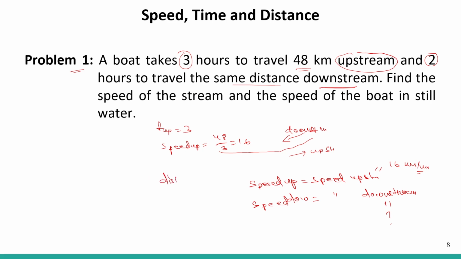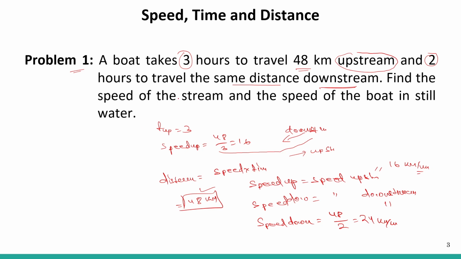The distance is equal to speed into time, that is 48 kilometers. To cover that same distance when coming downstream, speed down is equal to 48 by 2, that is equal to 24 kilometers per hour. So we have now found out the speed of the boat downstream.